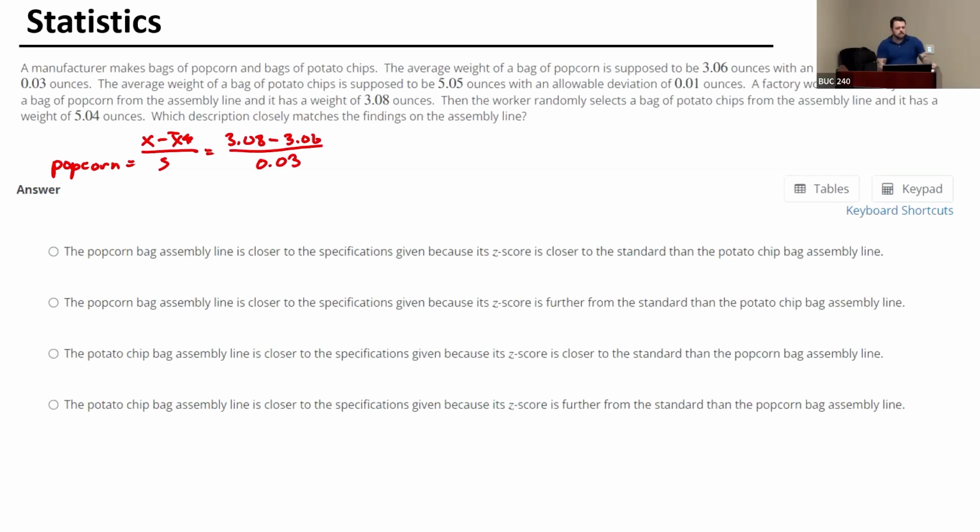Do the same thing again. We have to do the same thing for the potato chips. He pulls something off, and the data point is going to be 5.04 with a mean of 5.05, all divided by 0.01. I should probably be using my approximation one, but I'm not worried about that right now. If you do the math correctly, you should be getting 0.67 here, and over here I've got -1.